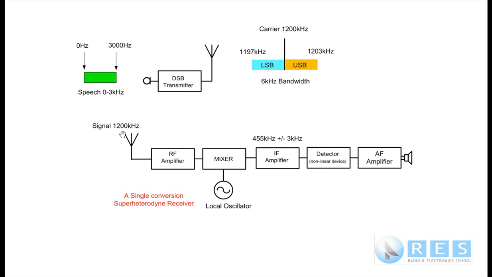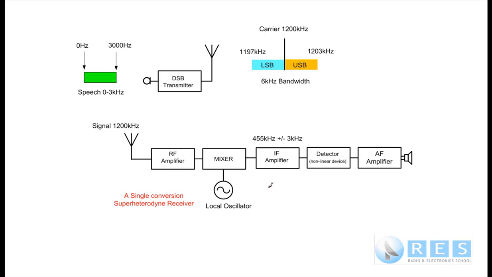Now, if we want to convert 1200 kilohertz in this mixer to 455 kilohertz, we have to put this oscillator on a frequency that will do that. There are a couple of frequencies we could put the oscillator on to convert 1200 kilohertz to 455, but the normal practice is to put the oscillator on a higher frequency than the incoming signal. So if we were to put the local oscillator on 1200 kilohertz plus 455 kilohertz, that would be 1655 kilohertz. Let me write that in.